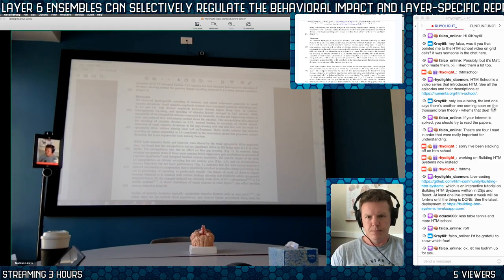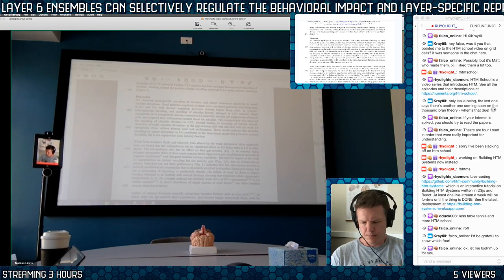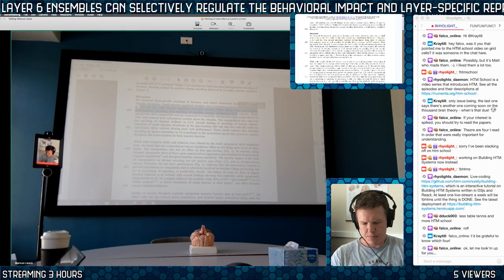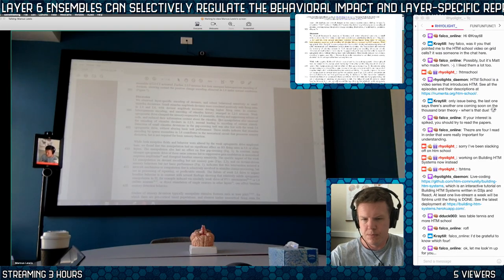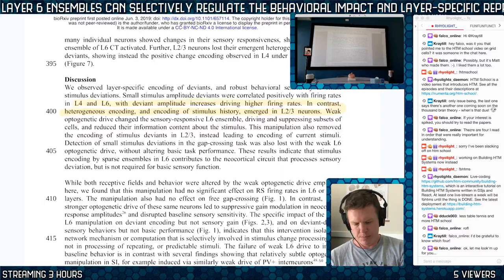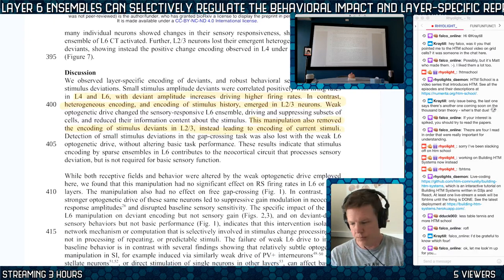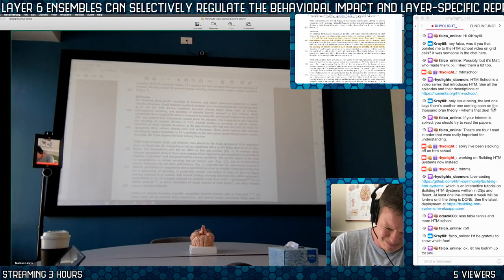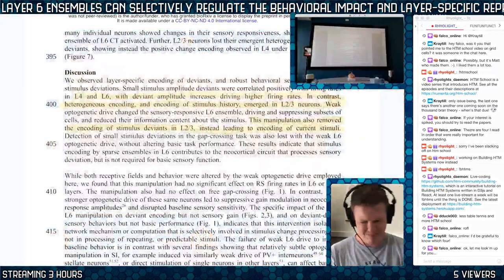They were making a distinction here between layer four and layer six versus layer two, three. It says this manipulation also removed the encoding of stimulus deviants in layer two, three. In contrast, heterogeneous encoding and encoding stimulus history emerging in layer two, three neurons. Small stimulus amplitude deviants were correlated with positive firing rates in layer four and layer six. The deviant amplitude increases during driving higher firing rates.